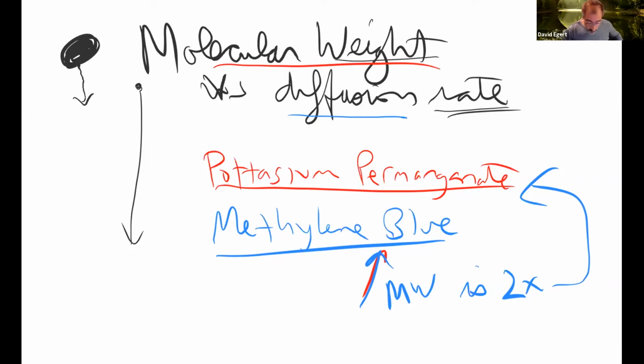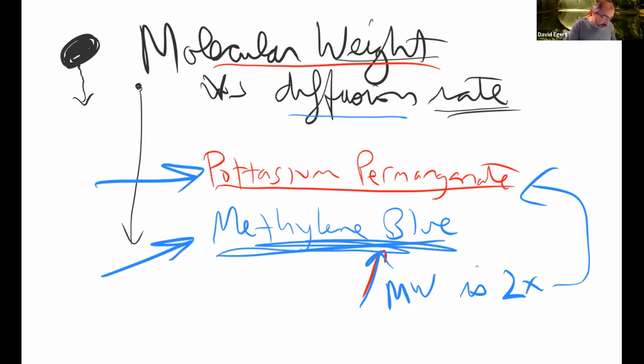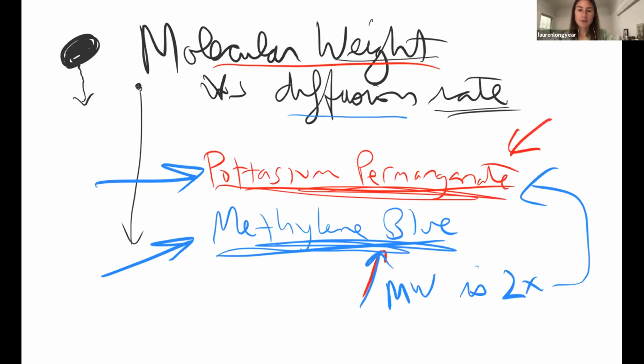So what is your thought in terms of, if I was just going to look at pure diffusion of methylene blue versus potassium permanganate, which is purple, which one do you think is going to diffuse faster and which is slower? Potassium permanganate will move or diffuse faster.